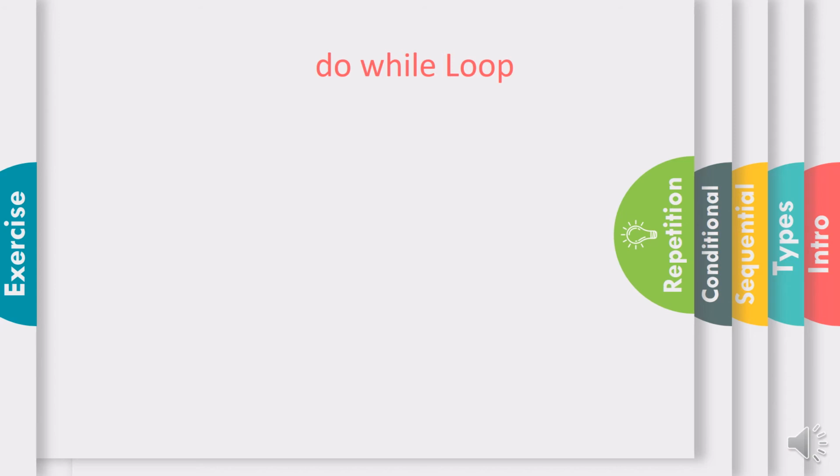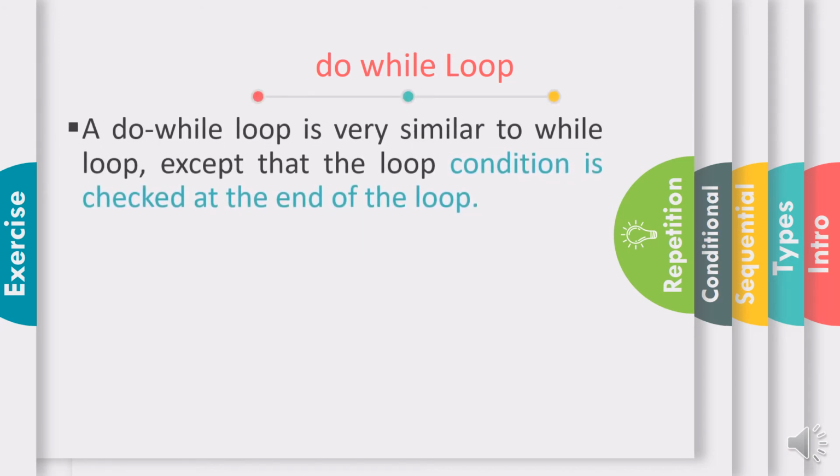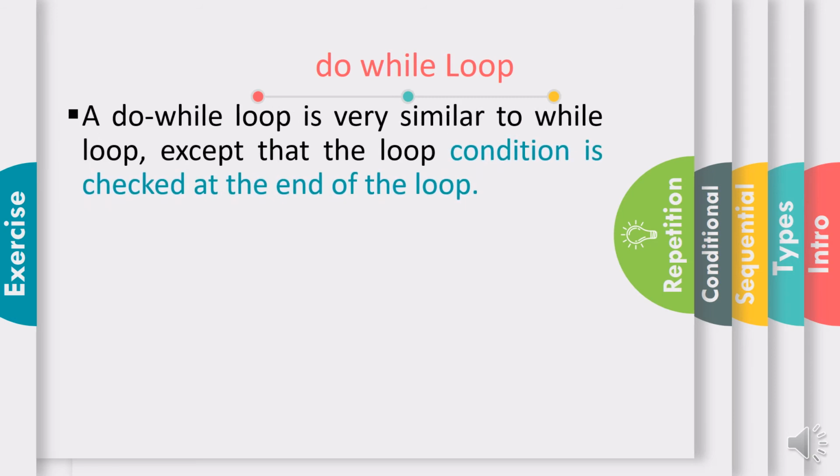Okay students, now the third type of loop that we are going to discuss is the do while loop. A do while loop is very similar to the while loop, except there is a small difference. In while loop, we have discussed that the condition is checked at the beginning of the loop, but in do while the condition is checked at the end of the loop. So, this is the basic difference between while and do while loop, and it is an important topic.